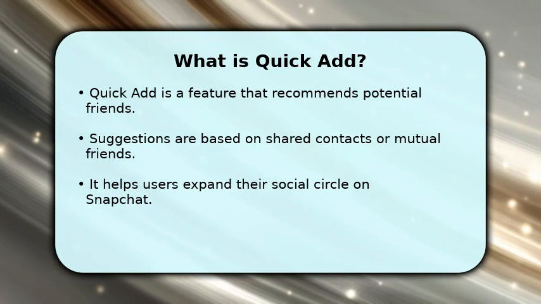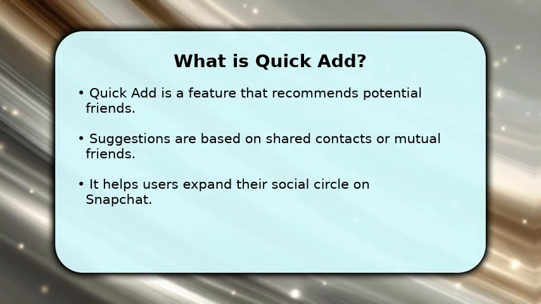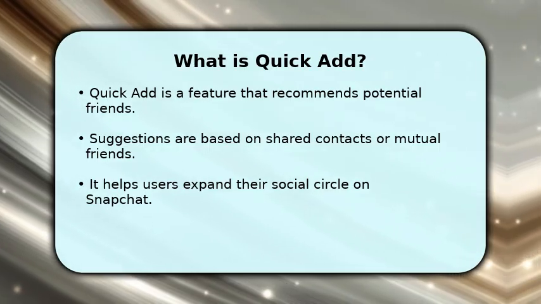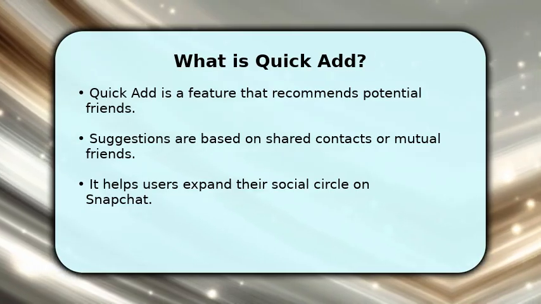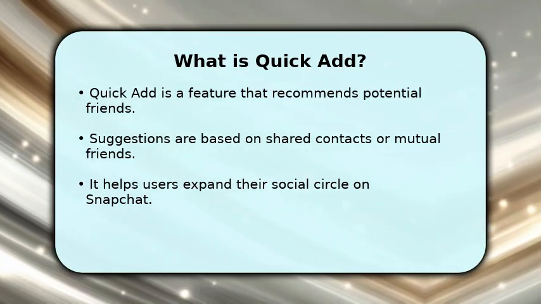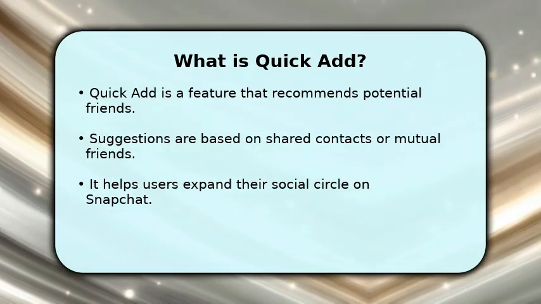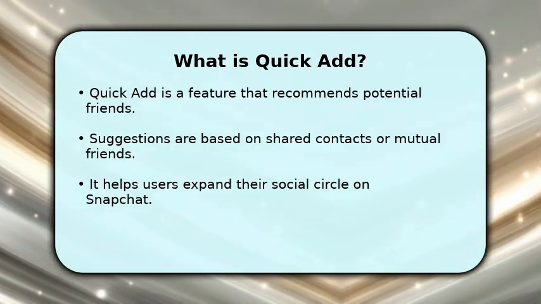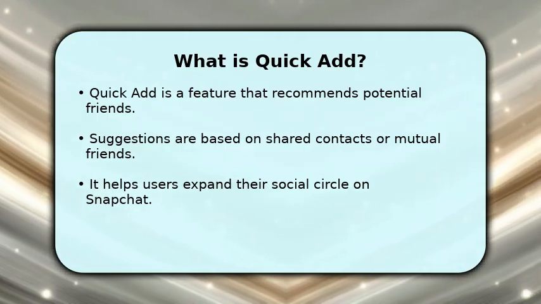Quick Add is Snapchat's way of helping you discover new connections. It suggests people you might know, often because you share mutual friends or have their contact information in your phone. While it's great for expanding your social circle, some users prefer to manage their visibility more closely. Understanding how this feature works is the first step to taking control of your privacy settings on the app.